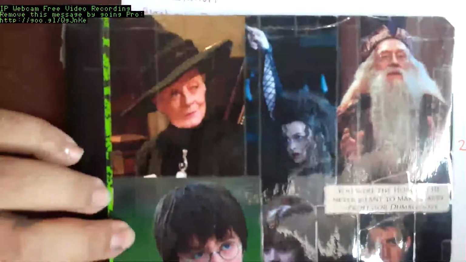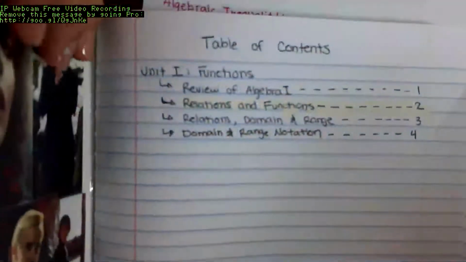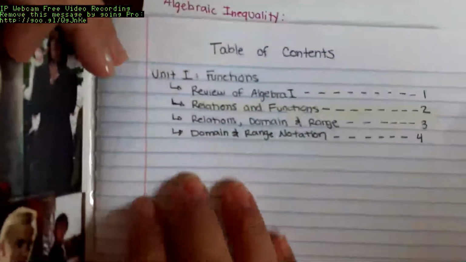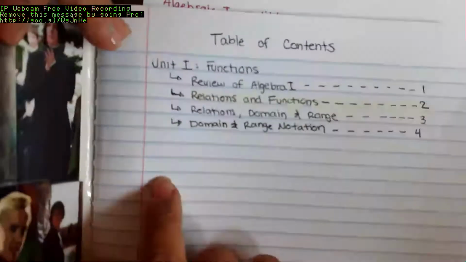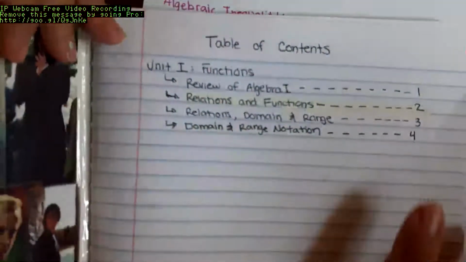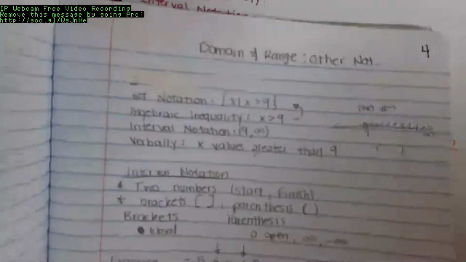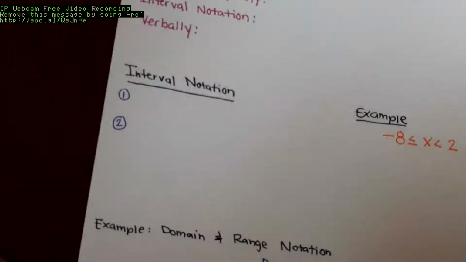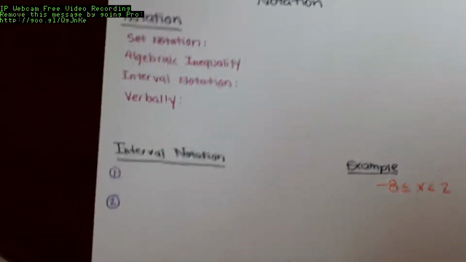Hi everyone. So I know we've been talking a little bit about domain and range, so now we're really going to go into the notation of it. So in here in my notebook, I put domain and range as another topic, and mine is going to start on page 4. Yours may be a little different depending how many notes you've been taking. So let's go ahead and start.